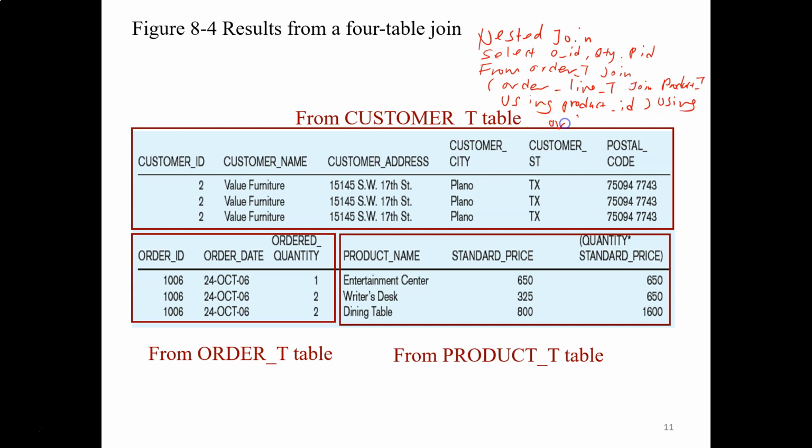As you can see here, within the parentheses, we have what's called a nested join. The statement within the parentheses joins the order line table and the product table using the common field, the product ID. This gives you an intermediate table with the order line table and the product table. Then we are joining the order table with this intermediate table using the order ID as the common field. So now we are joining three tables here.